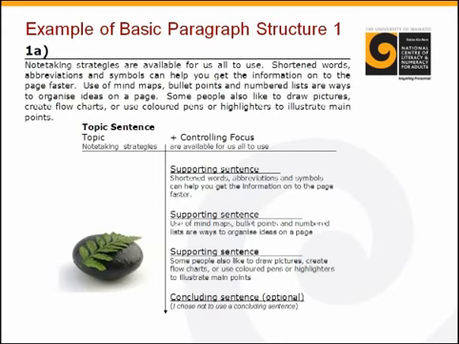The topic in the topic sentence is note-taking strategies. The controlling focus is "available for us all to use," and then each of those supporting sentences support the topic sentence. And if we drew an arrow back to the controlling focus, we would find that they didn't only match the topic, but they match the controlling focus too.